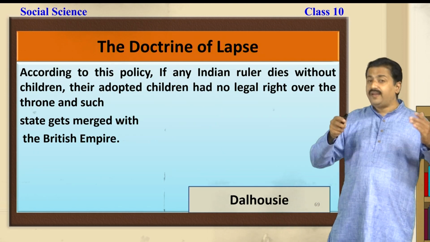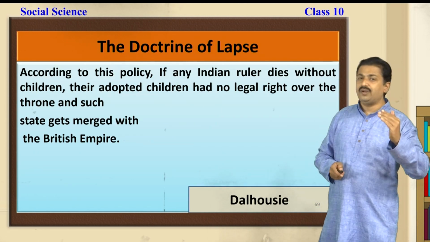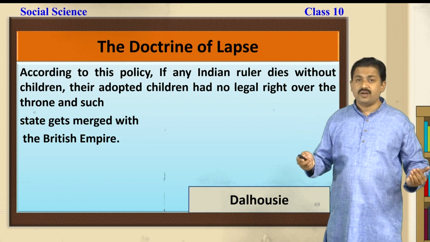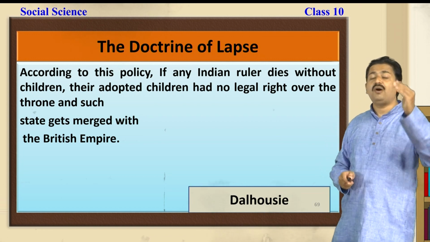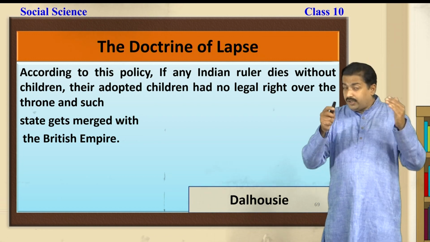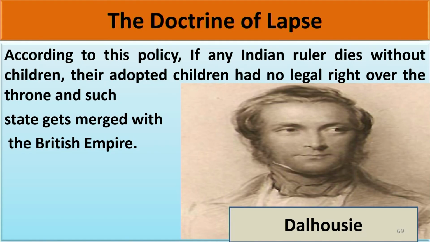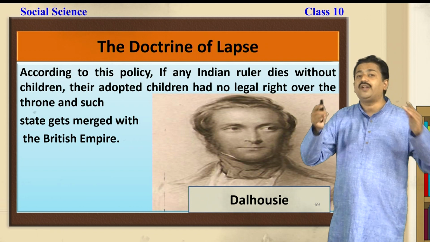Dear students, now we shall discuss the doctrine of lapse. In the previous class, we had discussed subsidiary. In this class, let us know about the doctrine of lapse. The doctrine of lapse was introduced by Dalhousie. According to this policy, if any Indian ruler dies without children, particularly a male child, the adopted boy had no legal right over the throne, and such a state gets merged with the British Empire. This is called the doctrine of lapse.